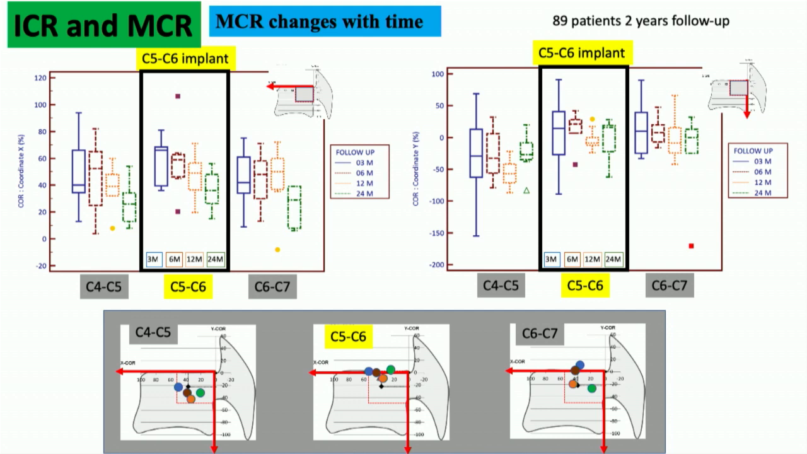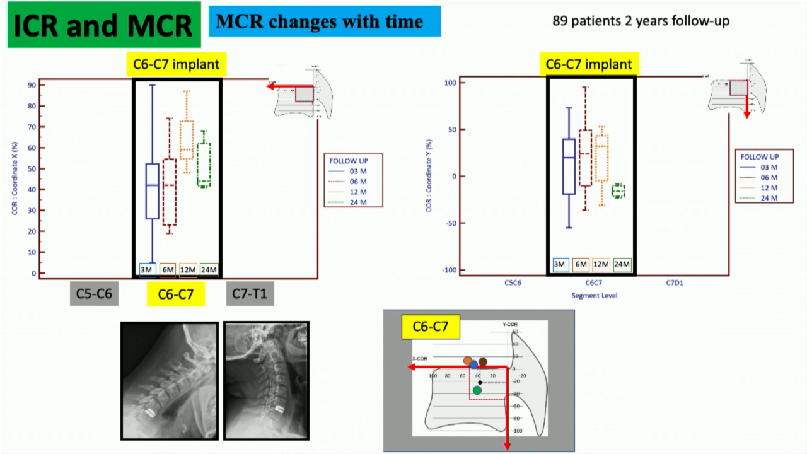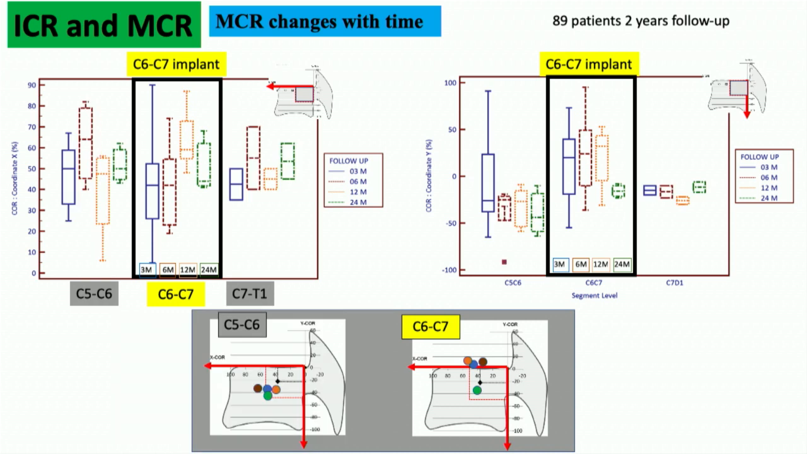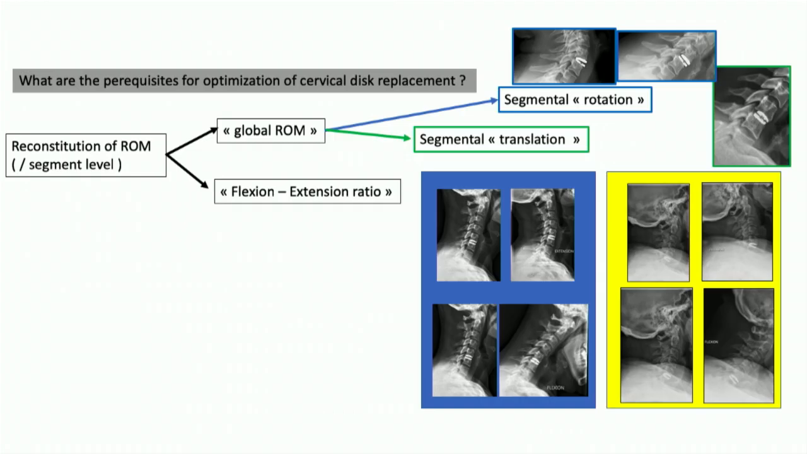How can we control this? Perhaps we don't control this because we don't really know this. And another example, at the C6, C7 level, you see the modification of the center of rotation at the adjacent level. So we have a lot of things to discover.